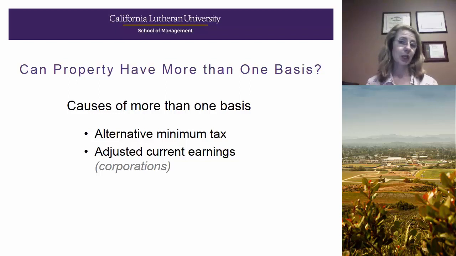There's also a depreciation system for alternative minimum tax, and there's a depreciation system for adjusted current earnings. So it's possible that one asset could be depreciated using three methods, because there are three ways to compute tax for some corporate taxpayers, and that results in property having more than one basis.